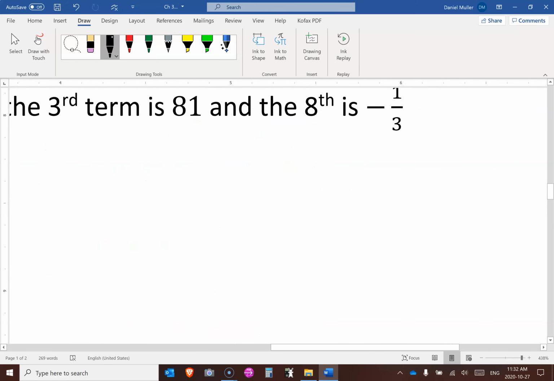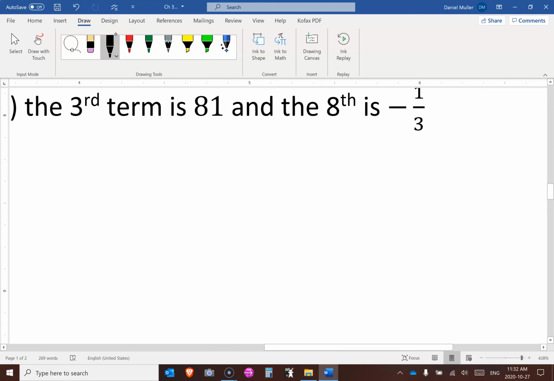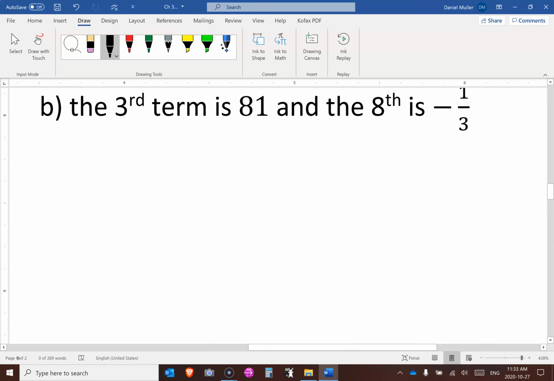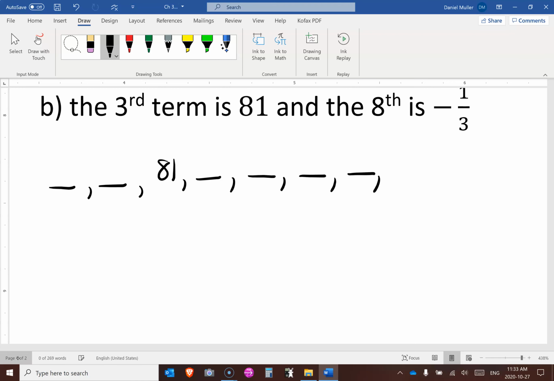Now we have the same sort of thing, but the third and eighth terms. So I don't know the first term. I don't know the second. I do know the third. It's 81. Fourth, nope. Fifth, nope. Sixth, no. Seventh, no. Eighth, yes, -1 over 3. So the third, 4, 5, 6, 7, 8.